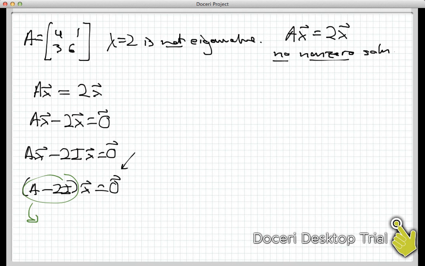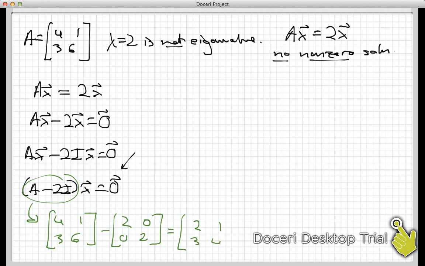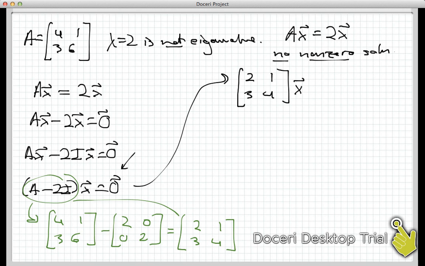So A, of course, is upstairs. That's 4, 1, 3, 6, and I'm subtracting off 2, 0, 0, 2, 2 times the identity matrix, and that, of course, is going to give me 2, 1, 3, 4. Okay, and that's what this green matrix is here. So let's pull this up and look at it some more. So A minus 2I is now the matrix 2, 1, 3, 4 times x equals the zero vector. Now the question we're asking is, are there any non-zero solutions to this equation? And the answer this time is no, there are no non-zero solutions.